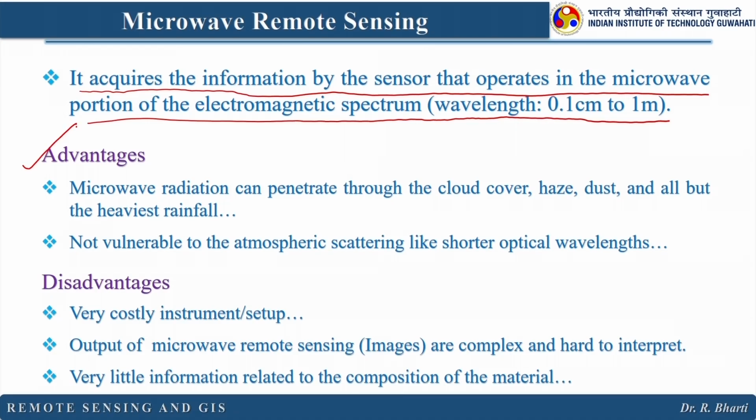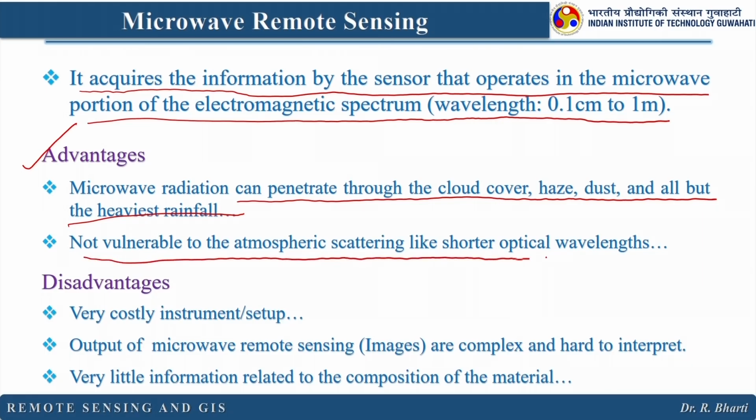And the advantage of microwave remote sensing is it can penetrate through cloud cover, haze, dust, and all but the heaviest rainfall, right. It is also not vulnerable to atmospheric scattering like shorter optical wavelengths. So here it is very important that you can do all weather condition mapping or image generation, and this is free from atmospheric scattering, because we have already seen that in the longer wavelength region scattering is minimum or negligible, right.